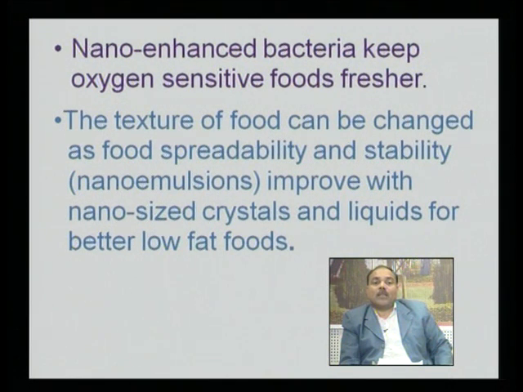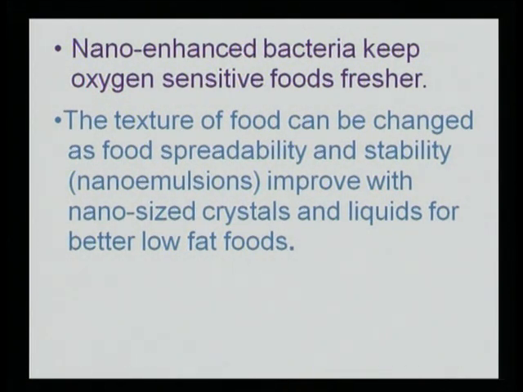Nano-enhanced bacteria would keep oxygen-sensitive foods fresher. So, even some of the foods which get oxidized in air can be preserved now by adding a certain type of bacteria which removes the oxygen from the air, so that the oxygen cannot come in contact with the food and it can be preserved for a longer period of time. The texture of the food can be changed by using these nanoparticles, and its spreadability and stability can also be increased by addition of nanoparticles in the food.